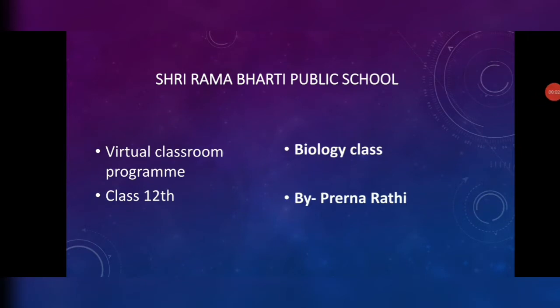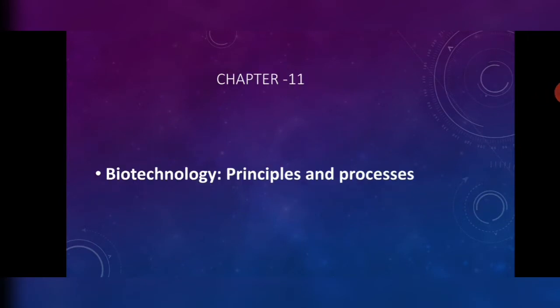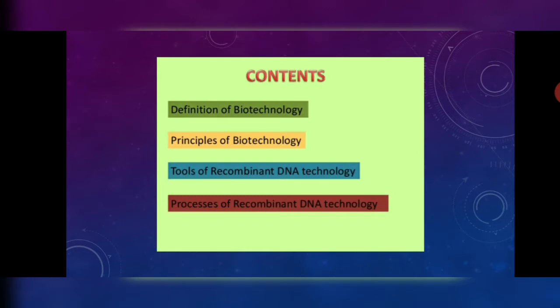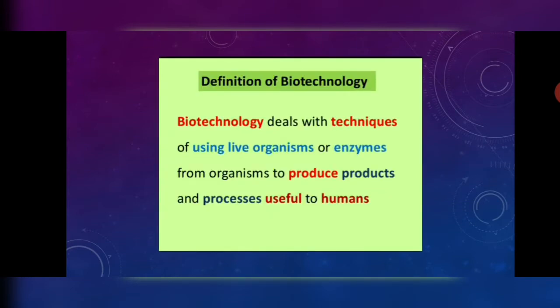So students, in today's class we will be dealing with chapter 11 of your NCERT textbook, that's Biotechnology, Principles and Processes. So what are we going to learn in this chapter? We are going to learn the definition of biotechnology, the meaning basically of biotechnology, the various basic principles that are applied in biotechnology, the tools that are used in biotechnology, and the process of rDNA tech or the recombinant DNA technology. Let us first define biotechnology.